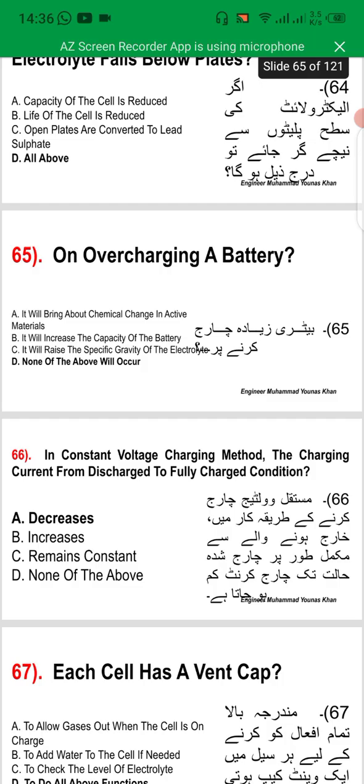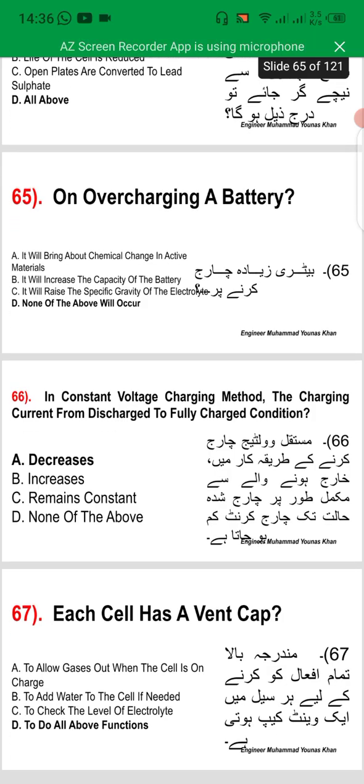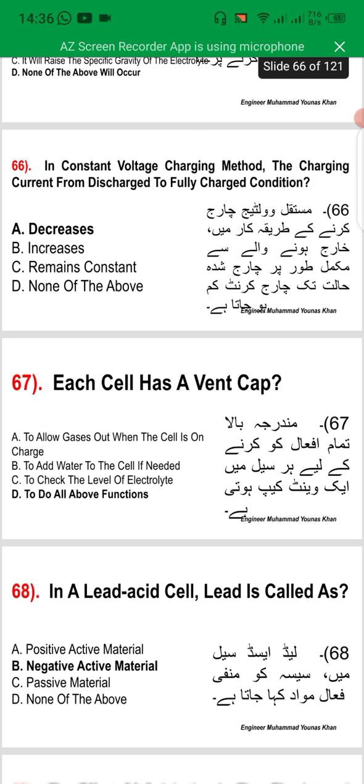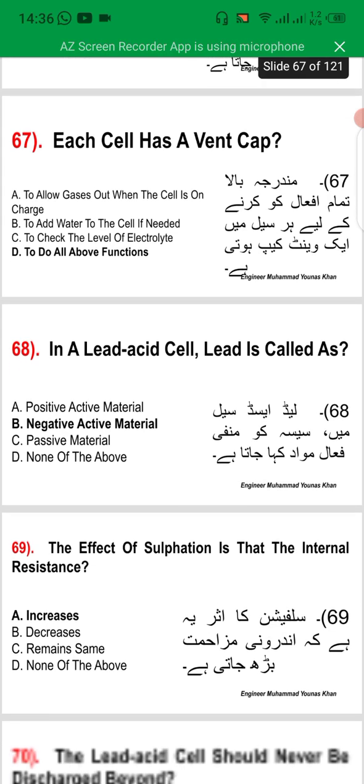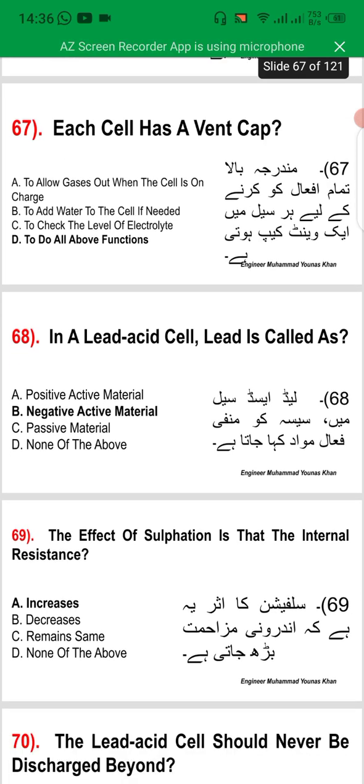On overcharging a battery, in the constant voltage charging method, the charging current from discharge to fully charged condition decreases. Each cell has a vent cap to do all the above functions: to allow gases out when the cell is charged, to add water to the cell if needed, to check the level of electrolyte.